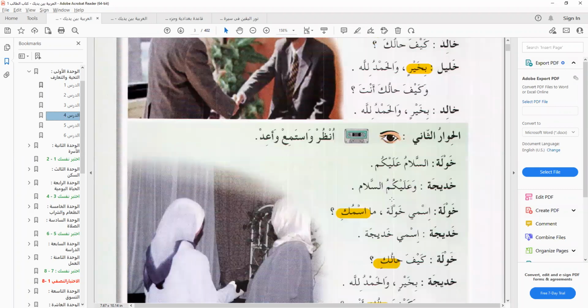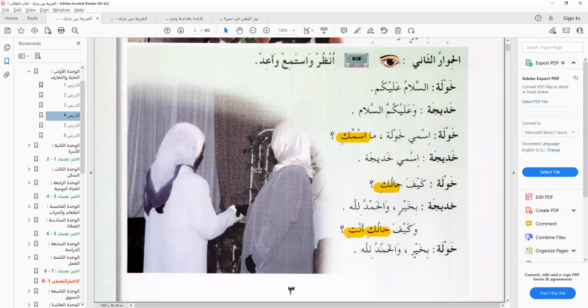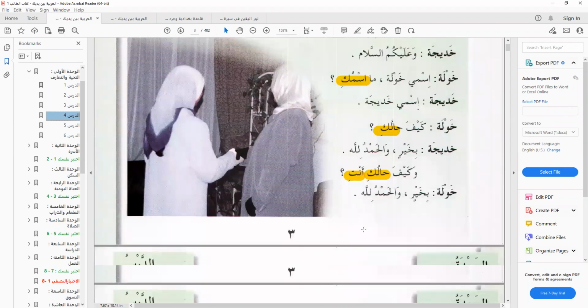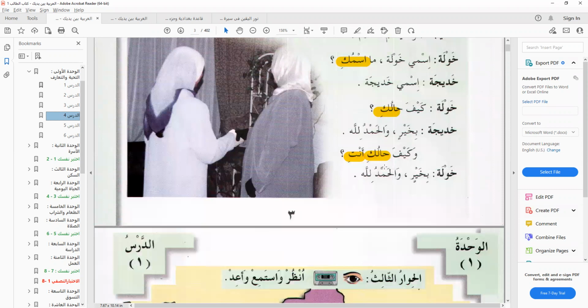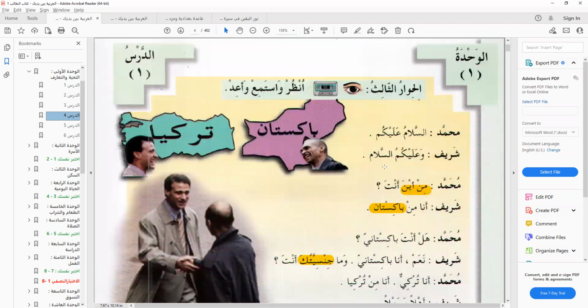Walhamdulillah. Then for the ladies, the difference is just masmuki. Instead of saying masmuka, you say masmuki. Kayfa haluki, kayfa haluki anti. Then you say bikhairin walhamdulillah. وبعد ذلك أخذنا الحوار الثالث. We also took the third conversation.